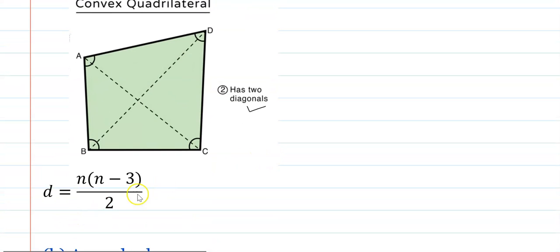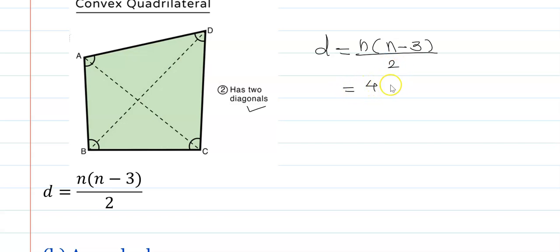Again, there is one more formula, that is D equals N into (N minus 3) upon 2. If we substitute N equals 4, then it is 4 into (4 minus 3) upon 2. Then what will you get? 4 into 1 upon 2, that is equal to 2. By using this formula, D equals N into (N minus 3) upon 2, you can find out the number of diagonals.